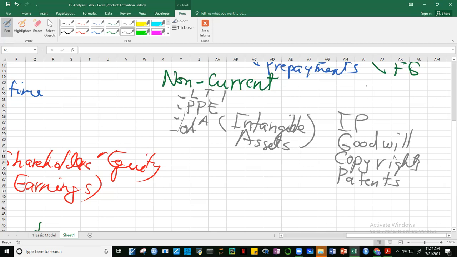Okay. And usually, guys, these assets are amortized over its useful life. Parang PPE, di ba? Parang din-depreciate siya. Ganun din itong intangible assets. Okay, what's LTI? Okay, OA, you're correct, Eliza. This is your other assets.